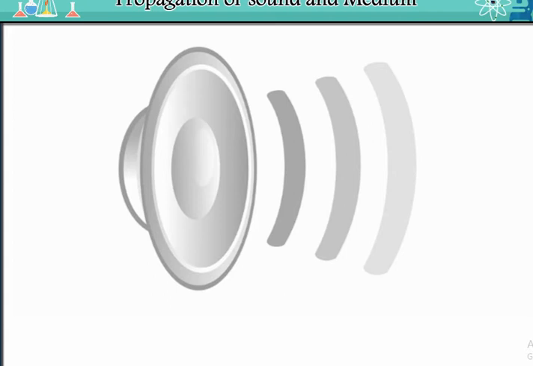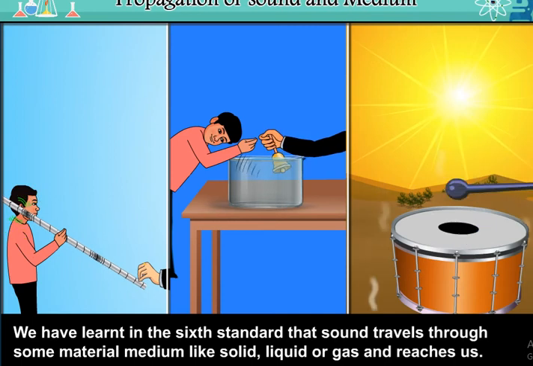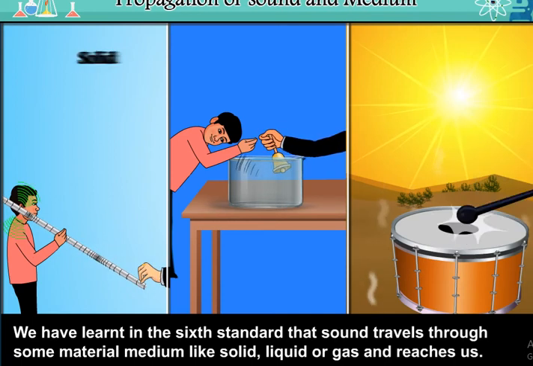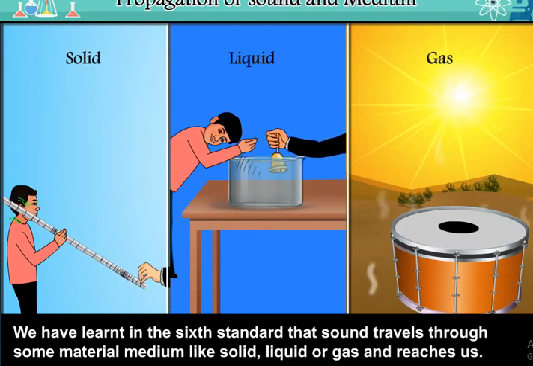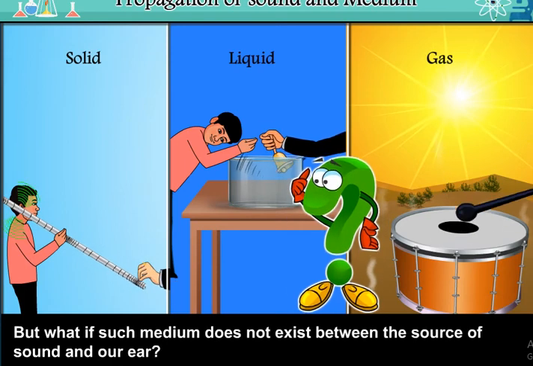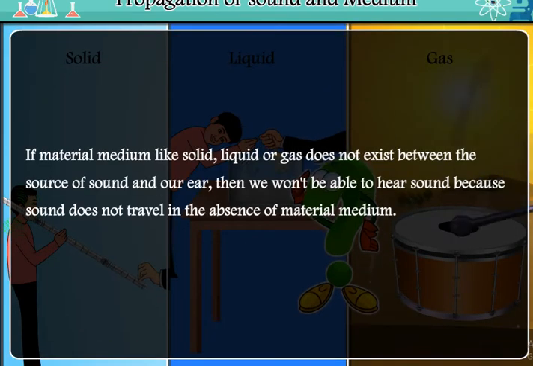Propagation of sound and medium. We have learnt in the 6th standard that sound travels through some material mediums like solid, liquid, or gas and reaches us. But what if such a medium does not exist between the source of sound and our ear? If a material medium like solid, liquid, or gas does not exist between the source of sound and our ear, then we won't be able to hear sound, because sound does not travel in the absence of a material medium.